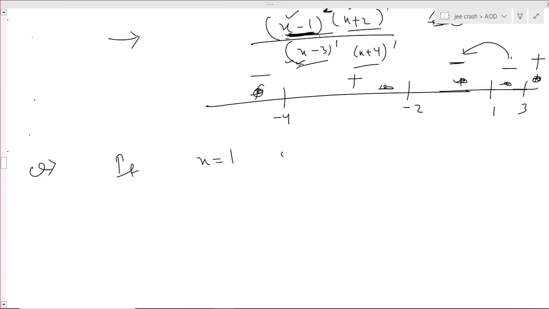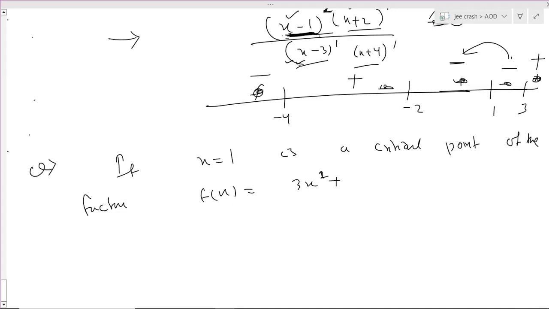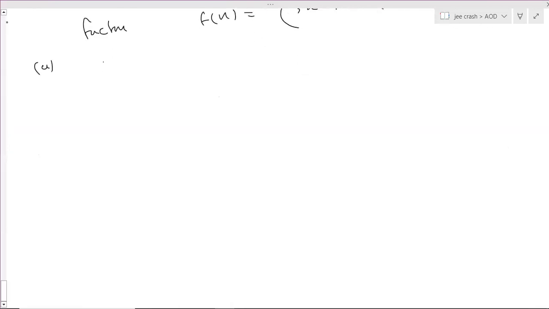If x equals to 1 is a critical point of the function f of x equals to 3x square plus ax minus 2 minus a to the multiplication a to the power x, then all right, you guys have to solve this.